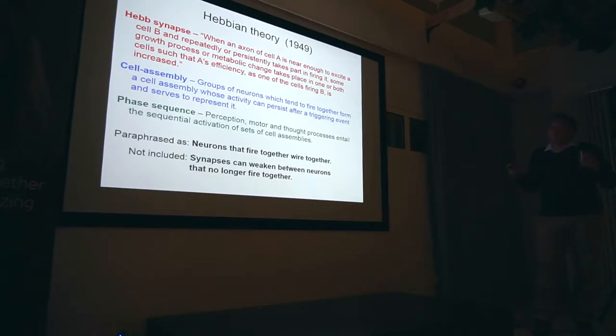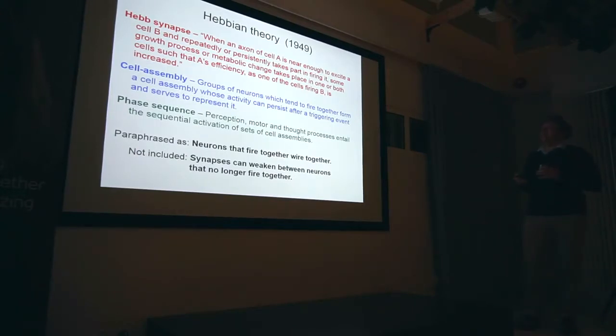When an axon of cell A is near enough to excite a cell B and repeatedly or persistently takes part in firing it, some growth process or metabolic change takes place in one or both cells such that A's efficiency as one of the cells firing B is increased. So if one cell fires in conjunction with another, the synapse can strengthen. The cell assembly: a group of neurons tend to fire together to form a cell assembly. They build microcircuits. Their activity can persist after triggering events. So you stimulate part of it, and the whole assembly can become active.